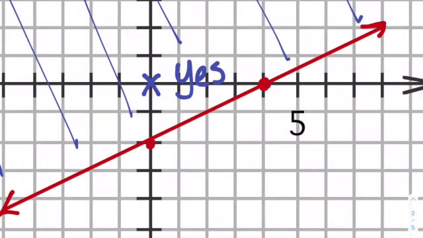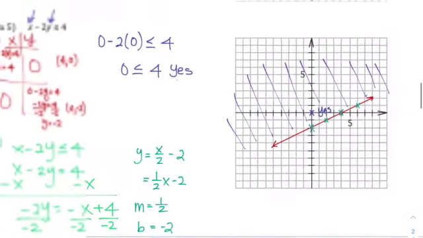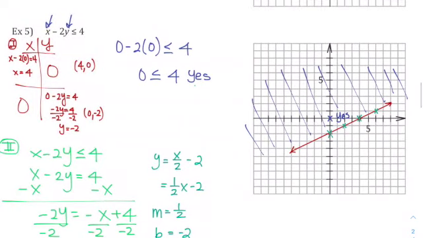You have the negative 2 start right here, up 1 over 2, up 1 over 2, up 1 over 2. And that is another way you can graph the line. And go back and say, oh, less than or equal to, because there's an equal sign, therefore the line is solid. And that's example number 5.